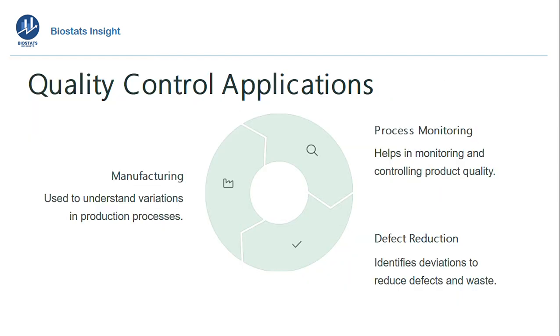Okay, now there are quality control applications. For example, it can be used in manufacturing processes, process monitoring, and defect reduction. If you remember, there is a test we have used called DOE. In DOE, most of the time we use quality control, and in quality control the application of normal distribution is also included. So whichever domain you are working in, if stats is there, then normal distribution is of course there.